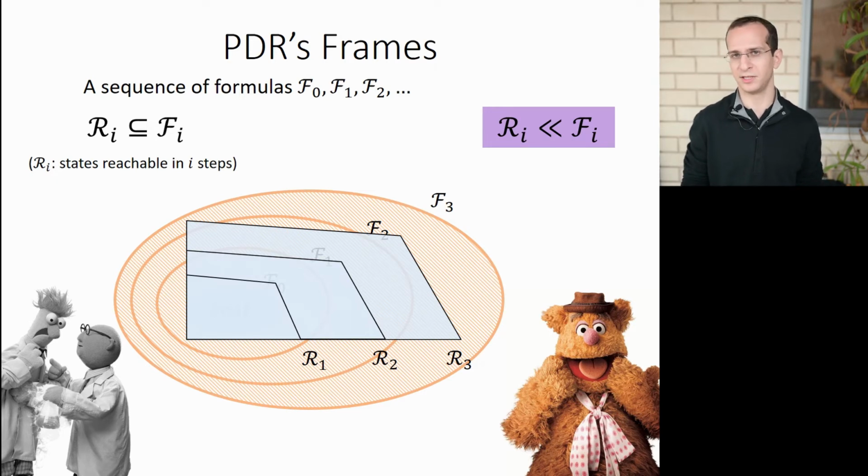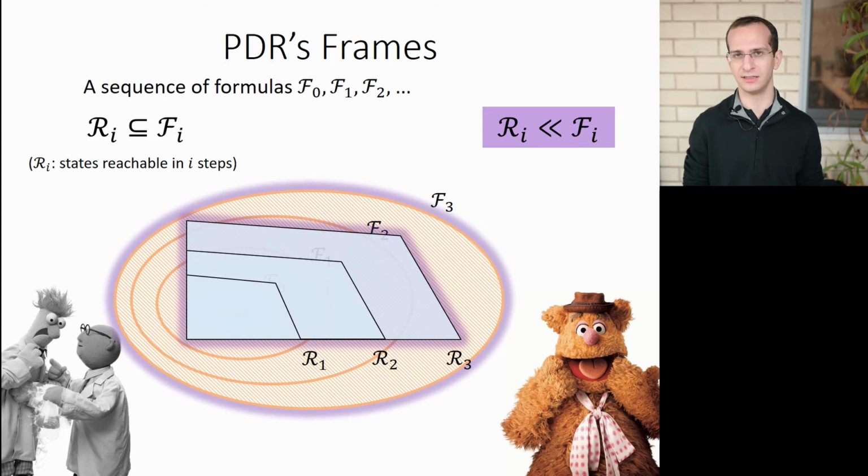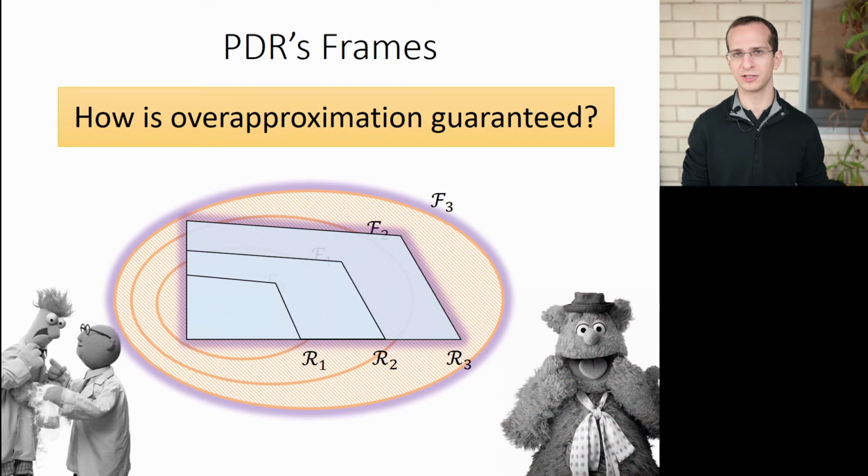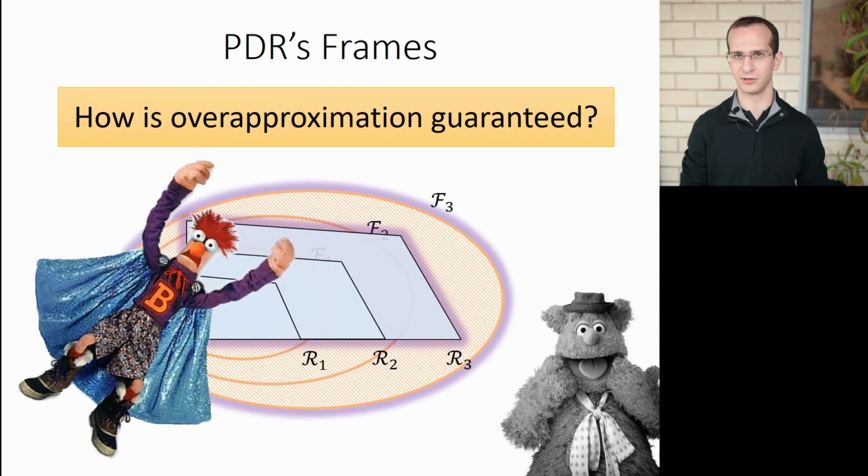Otherwise, this is not PDR, this is exact forward reachability, and we know that it might take many, many iterations for exact forward reachability to converge to an invariant. So somehow PDR must overapproximate, and in each frame include many additional states beyond those that are exactly reachable. How this overapproximation is performed and what can be guaranteed about it, we want to understand it theoretically.